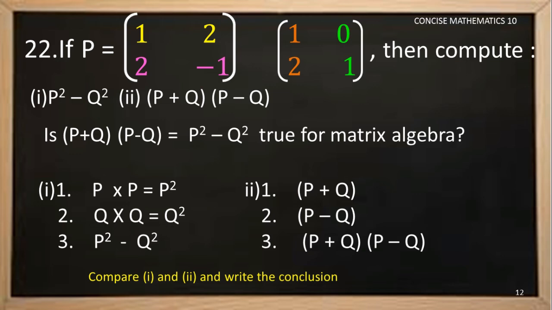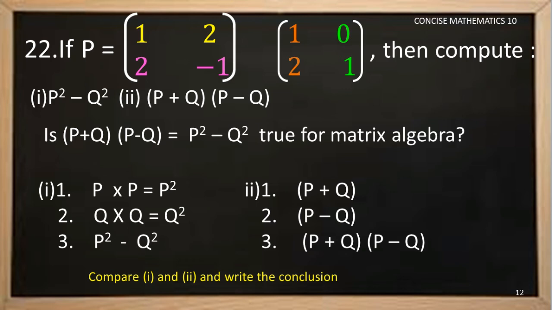And in the second sub question, first step, calculate P plus Q. Add the corresponding elements of P and Q respectively. In the second step, subtract the corresponding elements of P and Q. And in the third step, find out the product of result 1 and result 2, and this will be the final result of sub question 2. By comparing these two results, come to a conclusion whether (P plus Q) into (P minus Q) is equal to P square minus Q square is true or not.